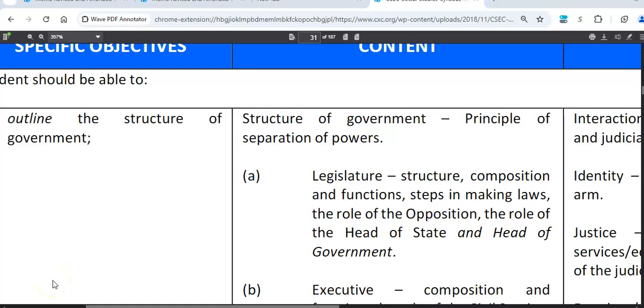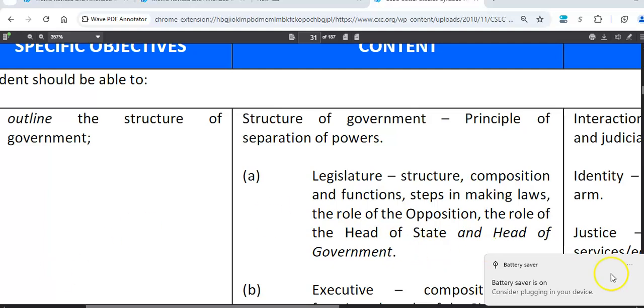Now we're going to look at the structure, the composition, and the functions of the legislature branch of government. Now, laws are important. Can you imagine living in a country where there are no laws?